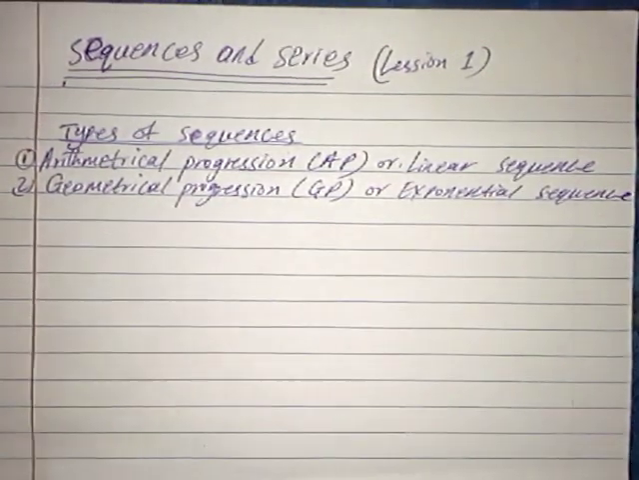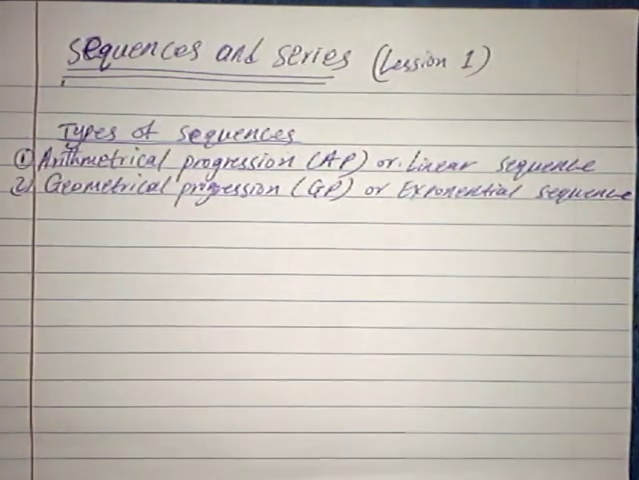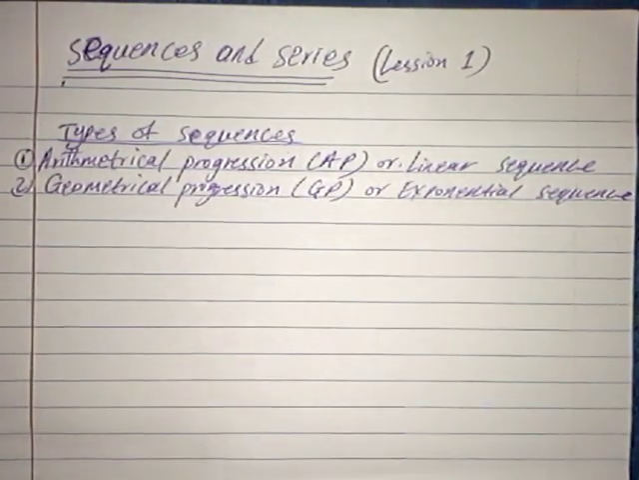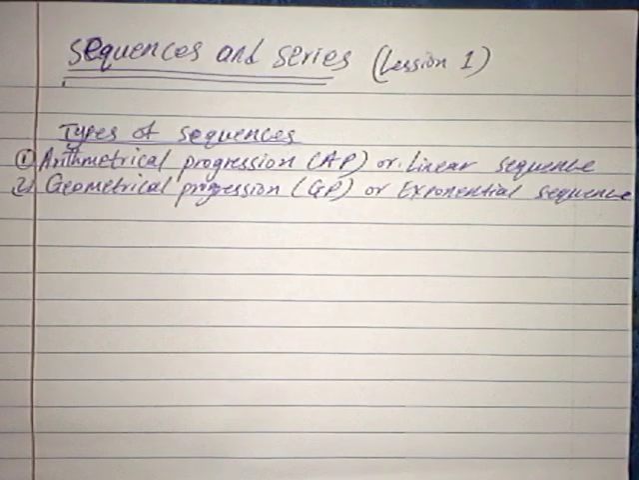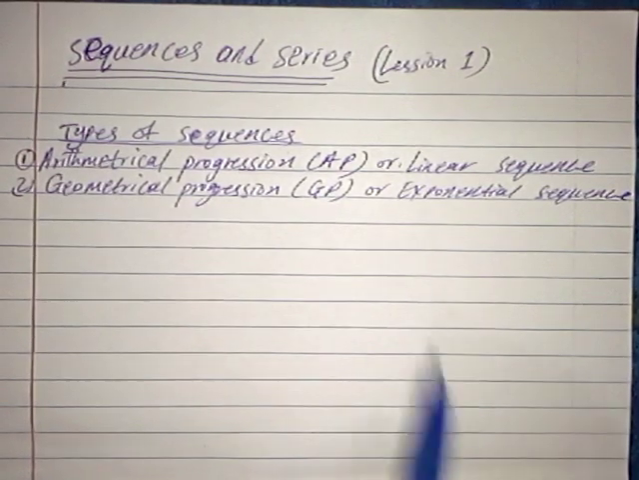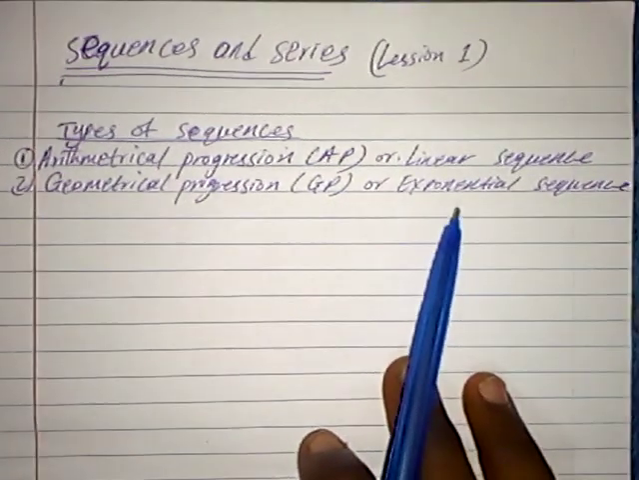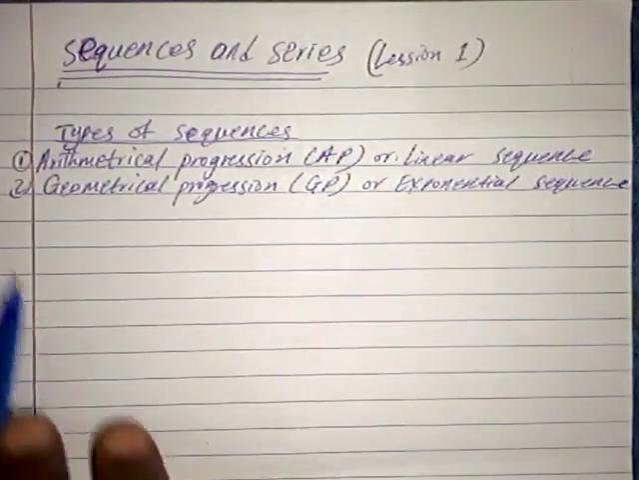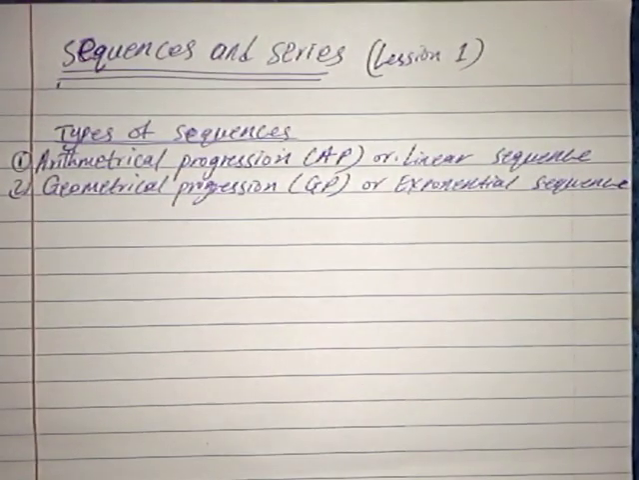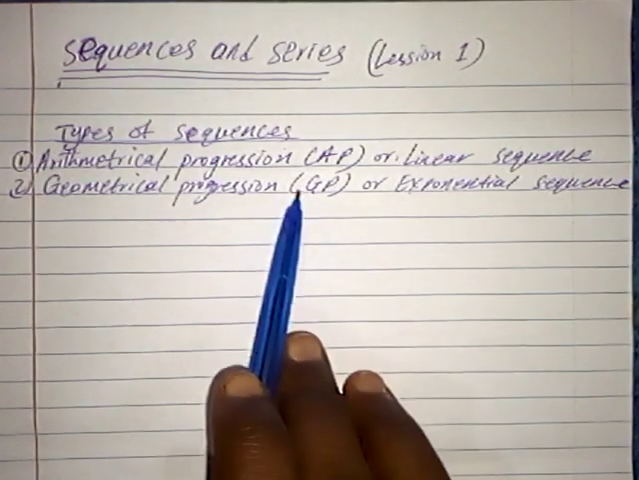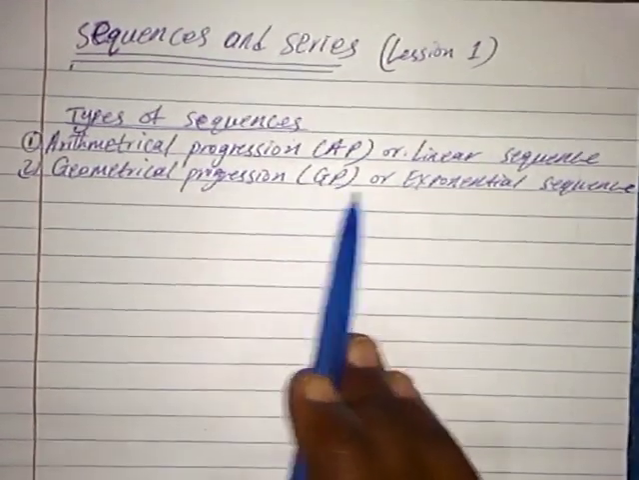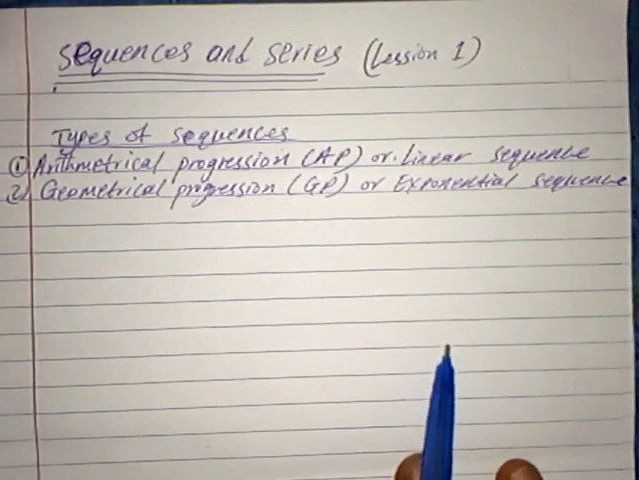Now, sequences and series. Let's see the types of sequence. Basically, there are two types of sequence. We have the arithmetic progression, which we normally call AP, or linear sequence. Second, we have the geometric progression, normally called GP, or exponential sequence.